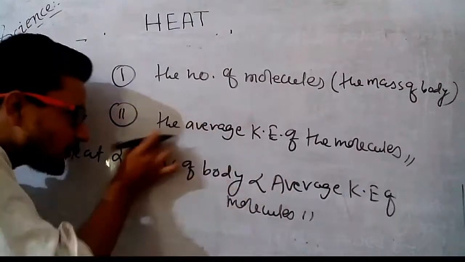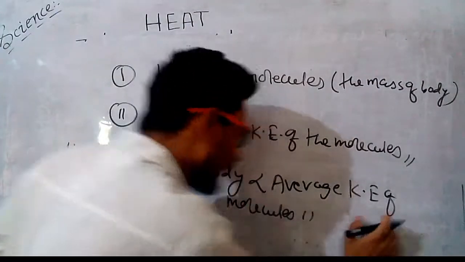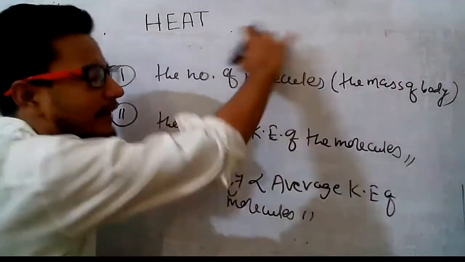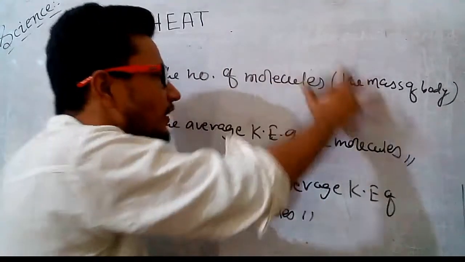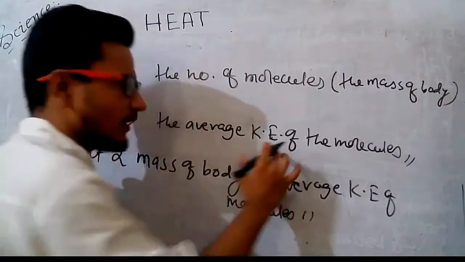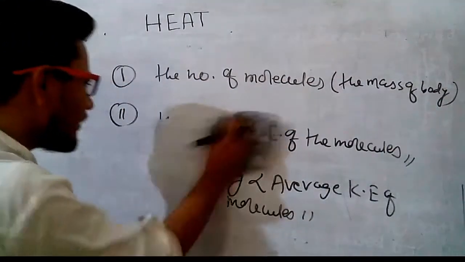So when these factors increase, that is, when the mass of the body increases and the average kinetic energy of the molecules increases, then the heat contained by that substance or body increases. So it depends totally on two factors. So these are all about heat. And heat is a form of energy.